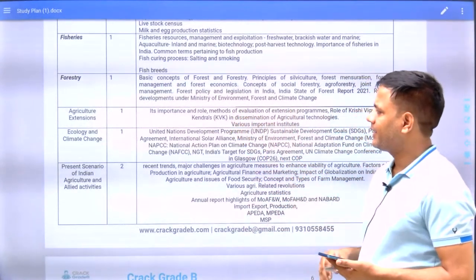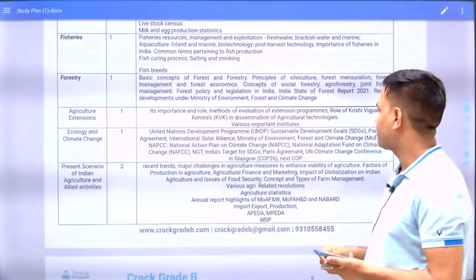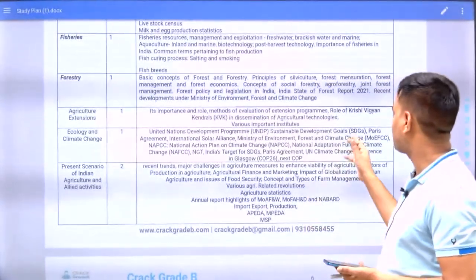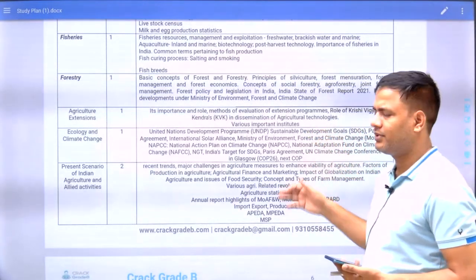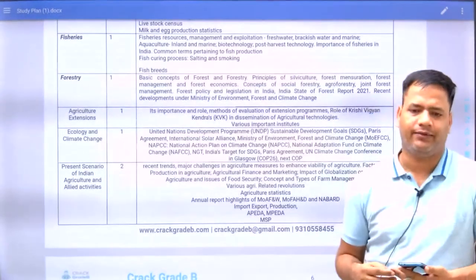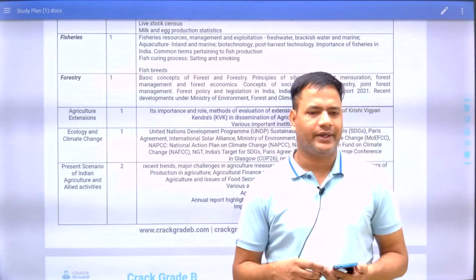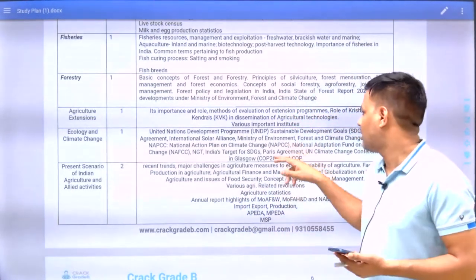And next is agriculture extension: its importance and role, methods of evaluation of extension programs, role of Krishi Vigyan Kendra, so various important institutions related to agriculture. One or two questions you can find from the various important institutions in India related to agriculture.